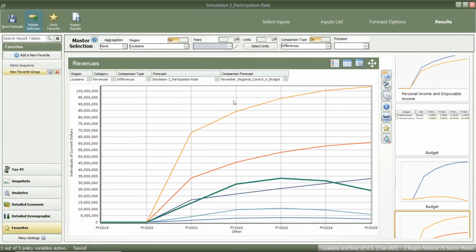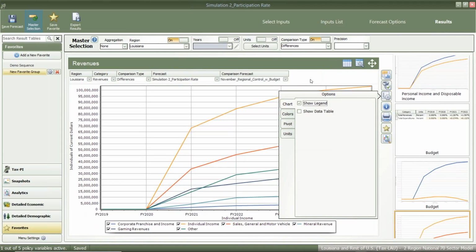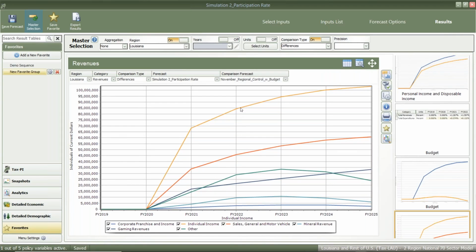Let's take a look at the revenue components here, and I will show the legends. We can see the biggest changes come from the individual income. We already said the personal income has been growing, so more people will consume more, which will contribute to government revenue through income taxes. And the second biggest changes come from sales. More disposable income means more consumer spending, so the government will collect more revenues through sales taxes.